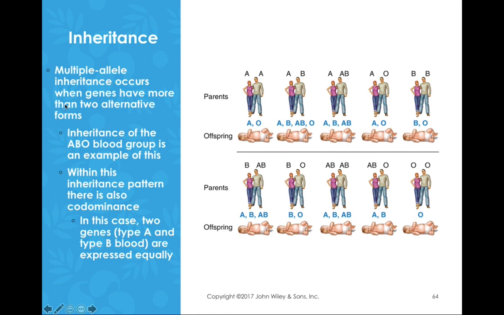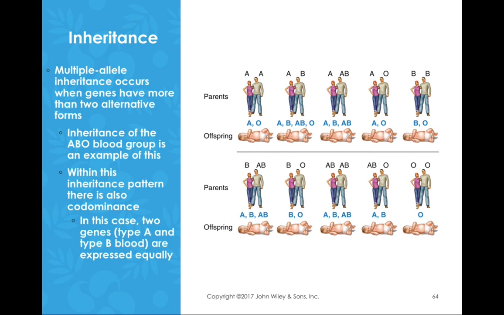Another inheritance pattern that we're going to see is multiple allele inheritance, which is when the gene has more than just 2 forms. We're going to use the blood groups to give us an example of codominance. With codominance, both the mother's alleles and the father's alleles are going to be expressed. Essentially, there's 6 different genotypes that can be found. 1 allele is going to code for the A antigen, 1 allele is going to code for the B antigen, and 1 allele is going to code for no antigens at all.